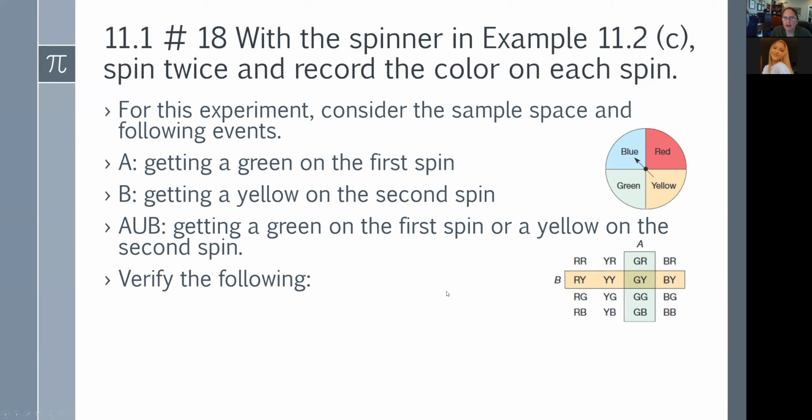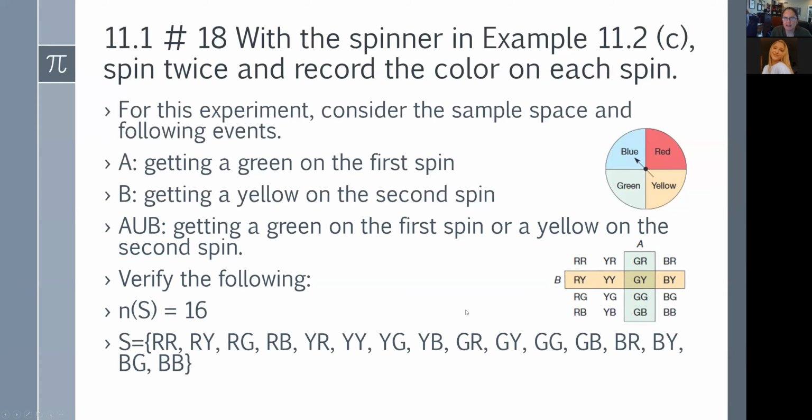And it says verify the following. The number of elements in the sample space is 16. So notice the sample space has actually been listed here for us. We have 4 columns and 4 rows. So that will be 16. And I've gone ahead and listed out the elements in the sample space, and there are 16 of them.